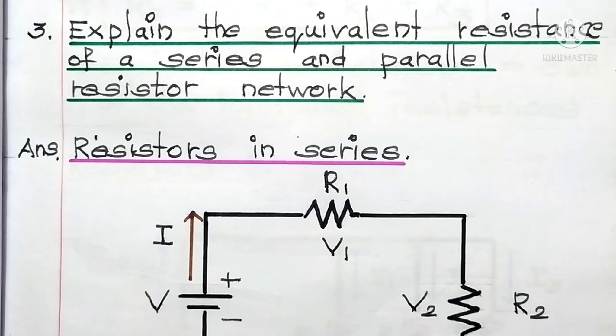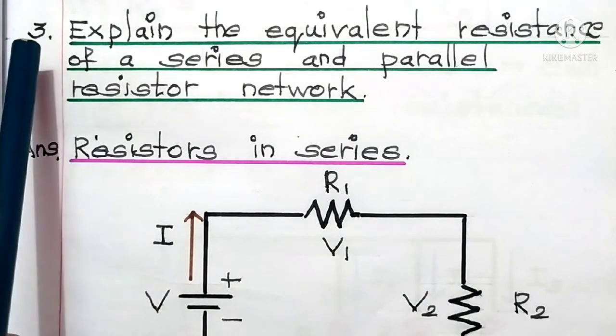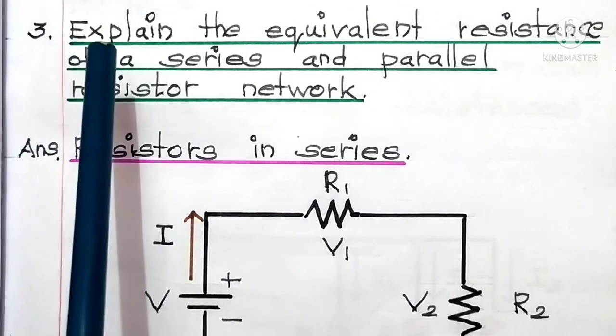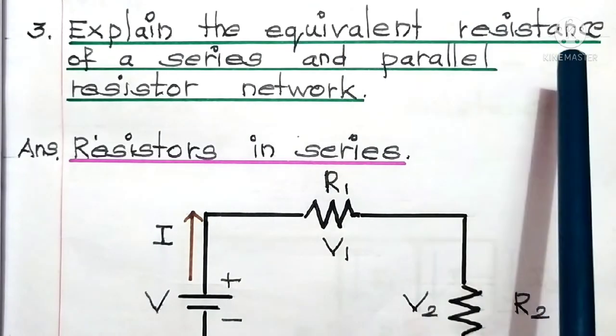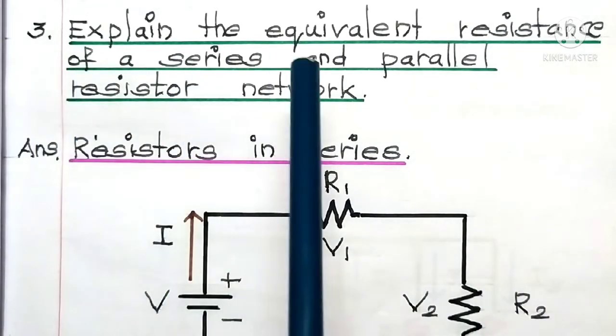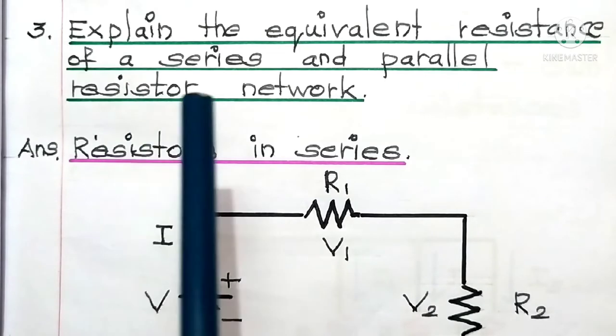In this video series, we have been uploading Tamil Nadu State Board Syllabus Class 12 Physics, Unit 2, Current Electricity, Physics Derivations. Today we are going to see the third derivation in this series. This is part 3 of this video series. Come on, let us continue with our studies. Question number 3. Explain the equivalent resistance of a series and parallel resistor network.